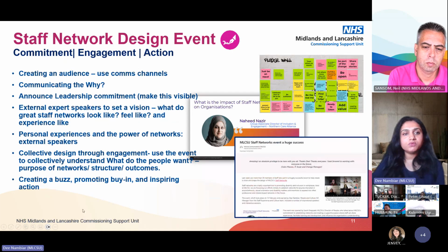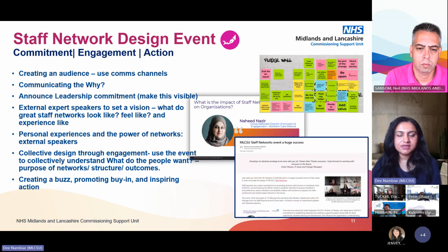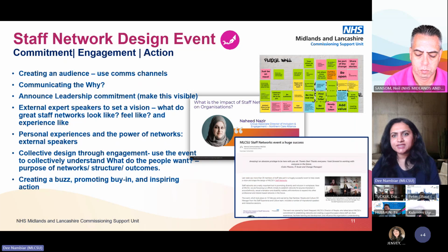So with regard to the staff network design event, I think there was almost an expectation from me to sit at my drawing board and create a structure for staff networks at my desk. Now, that wouldn't be practicing what I preach. If we are trying to create an inclusive space, we want it to be a co-production of whatever we are creating. So it's so important for interested parties to come together to create that space.